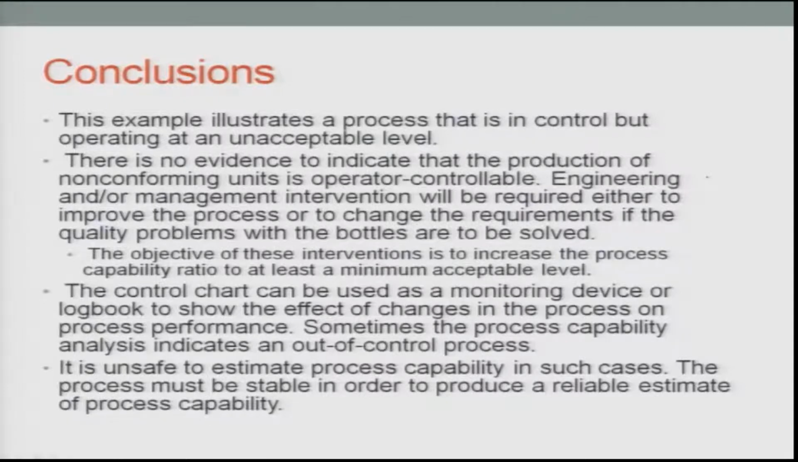The control charts can be used as a monitoring device or logbook to show the effect of changes in the process on process performance. Sometimes the process capability analysis indicates an out of control process, and the last point mentioned here in the slide is that it is unsafe to estimate the process capability in such a case. The process must be stable in order to produce a reliable estimate of the process capability, and thus find out the values of the parameters, or better still, the values of the estimates from the sample which would be the best estimates for the parameters of the population.